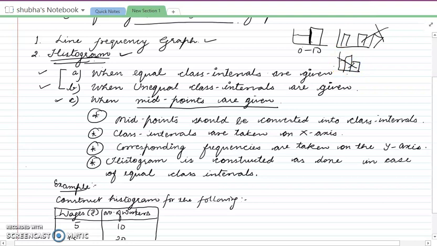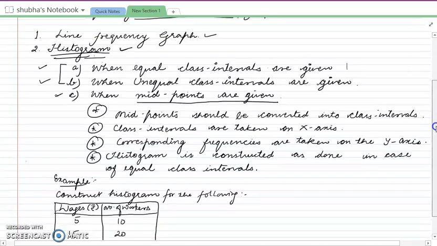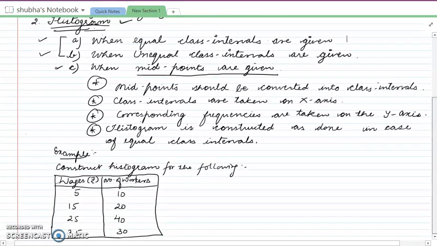So we have to first convert it into class intervals, right? And when we convert it into class intervals, it becomes very easy for us to draw the histogram. Then class intervals are taken on the x-axis and frequencies are taken on the y-axis. And the histogram is then constructed directly, as we have made in the case of equal class intervals. So let's start with an example.